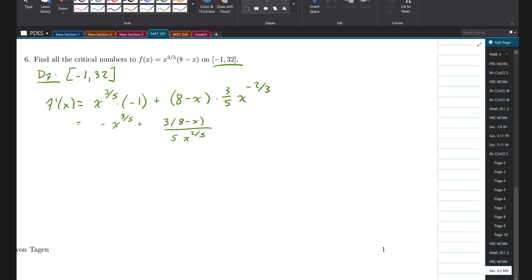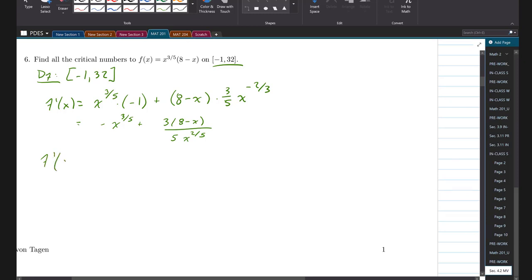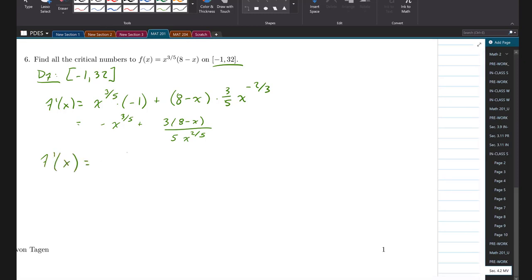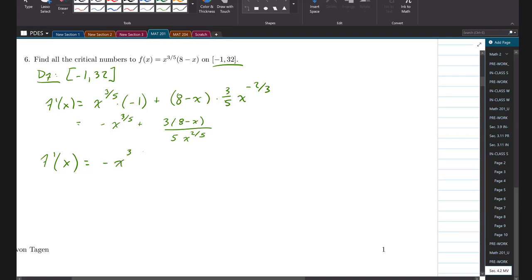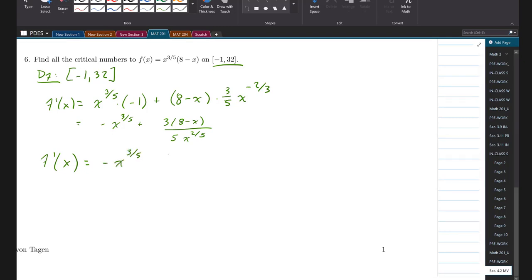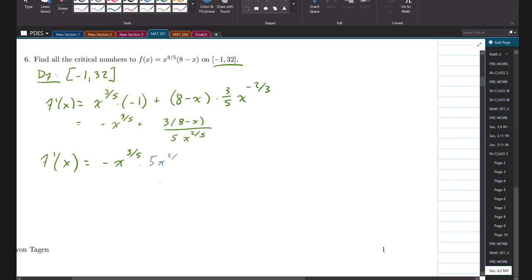So now we need to get a common what, folks? We got to get a common denominator here. So I'm going to multiply this by 5x to the 2/5 over 5x to the 2/5. That's going to give me that common denominator for that first term. Let's go ahead and distribute that 3 out. So it gives us 24 minus 3x all over 5x to the 2/5.